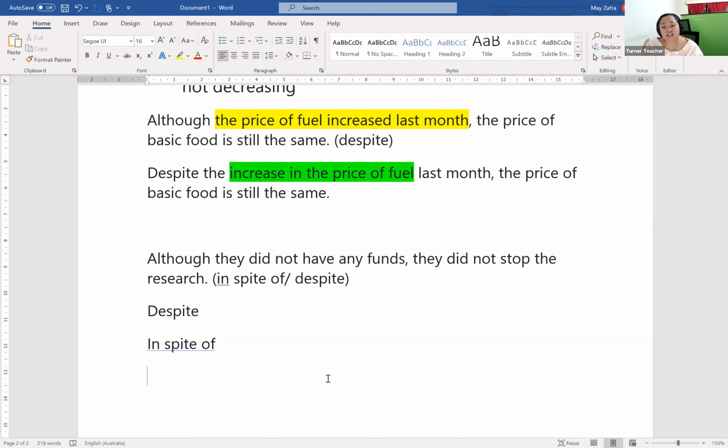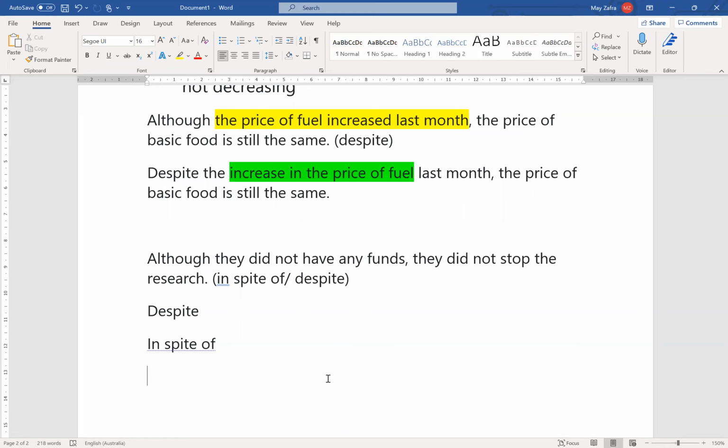Despite the fund not available, the research is still ongoing. Okay. In spite of lacking fund, they did not stop the research. In spite of lacking, is lacking an adjective? I have to check that. Maybe a verb, something like that.